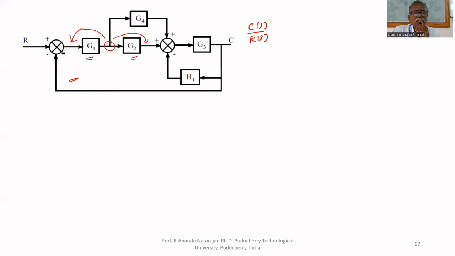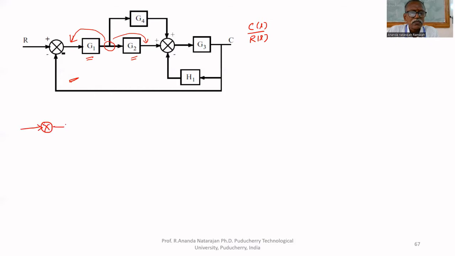Suppose if you want to move to the left side, what will happen? The signal going to this G4 is already multiplied by the gain, transfer function G1. If you shift that, it will not be multiplied by G1. Therefore, we have to multiply by G1.